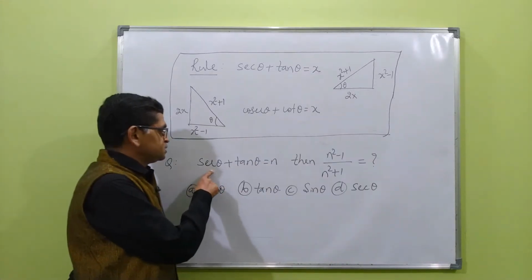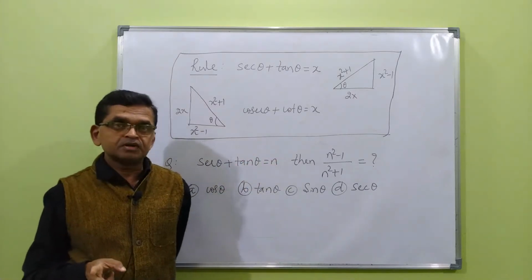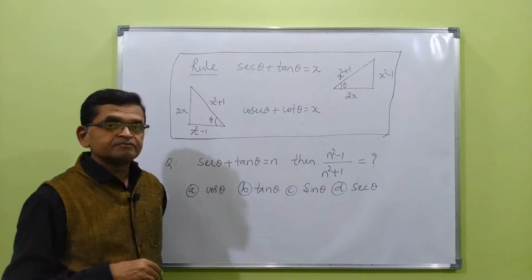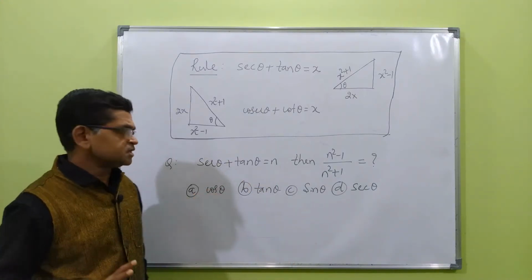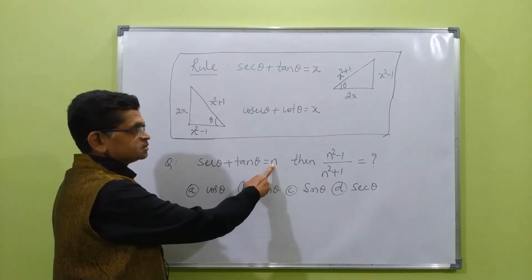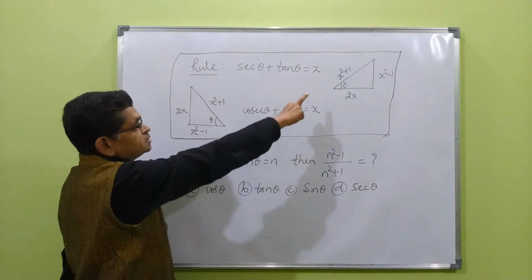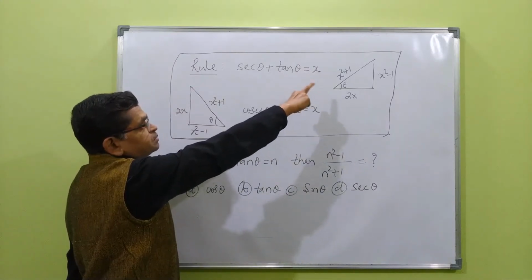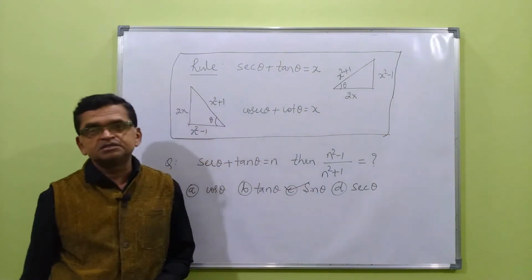Okay, secant theta plus tan theta is equal to n. Then n square minus 1 divided by n square plus 1 is equal to how much? These 4 options are given. This is also a direct application. So this is x square minus 1 by x square plus 1. So this is the relation. So x square minus 1, opposite side by hypotenuse, is nothing but sin theta. So C is the answer.